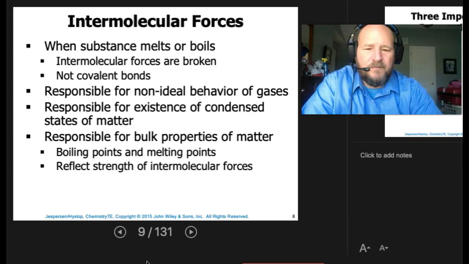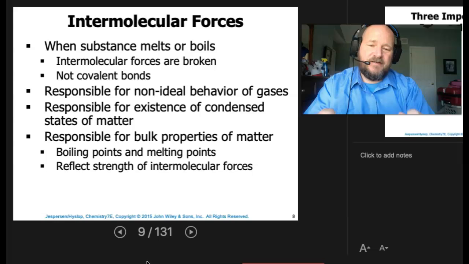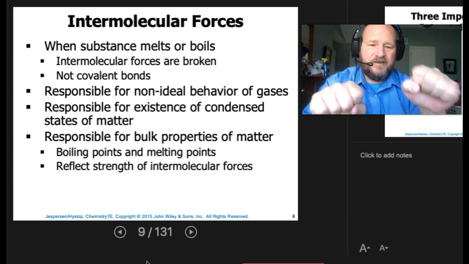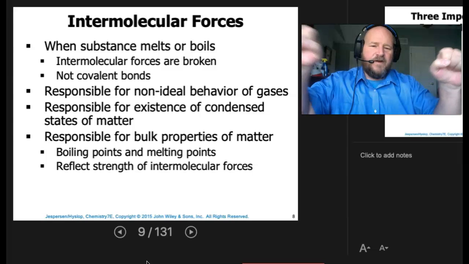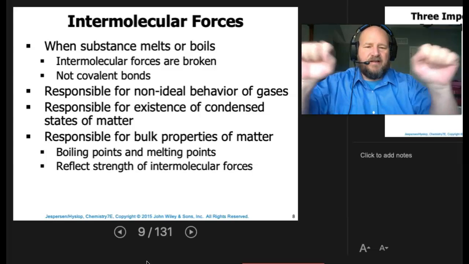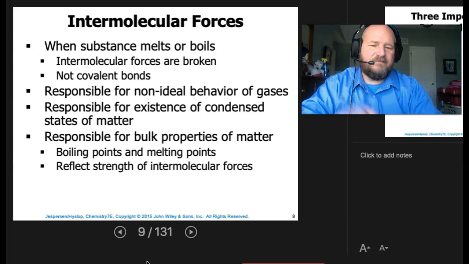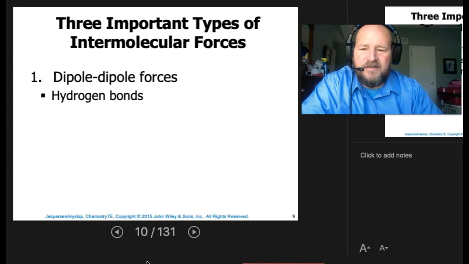So when we melt or boil a substance, what we're doing is breaking the attractions between two different molecules. So I have molecule A and molecule B, they're interacting, I give it some heat, and they move away from each other, and that's it, right? I cool it down, they get close together, and then they're attracted to each other. It's that simple. Now, there are three important types of intermolecular forces we need to be cognizant of.